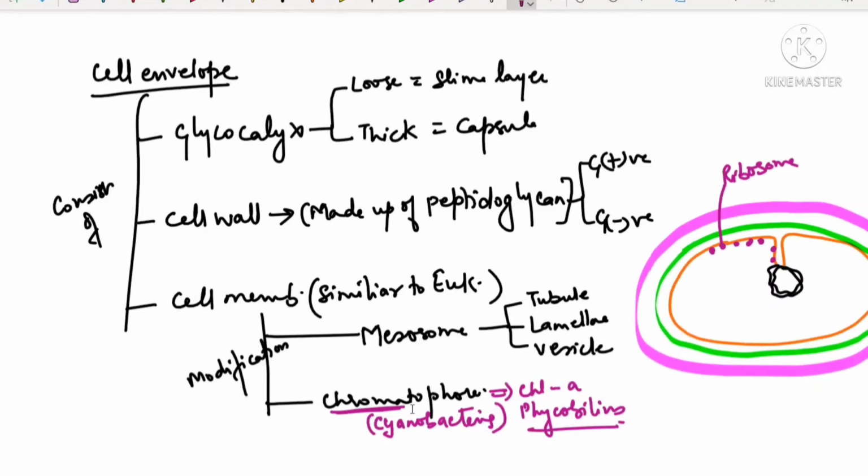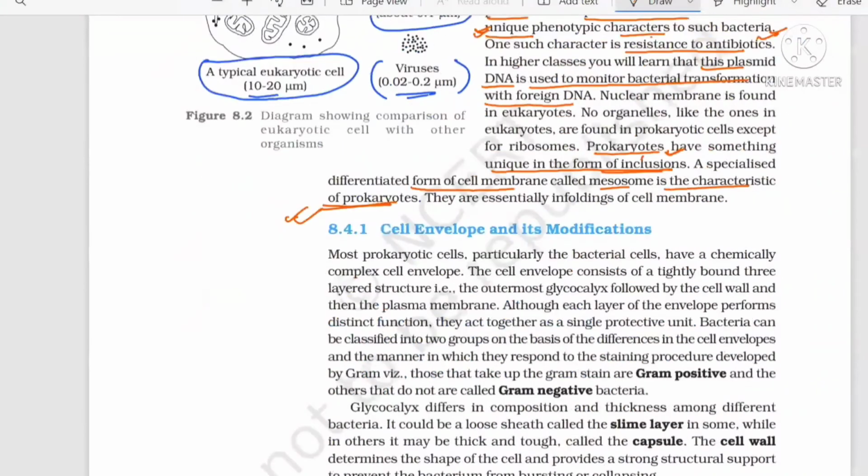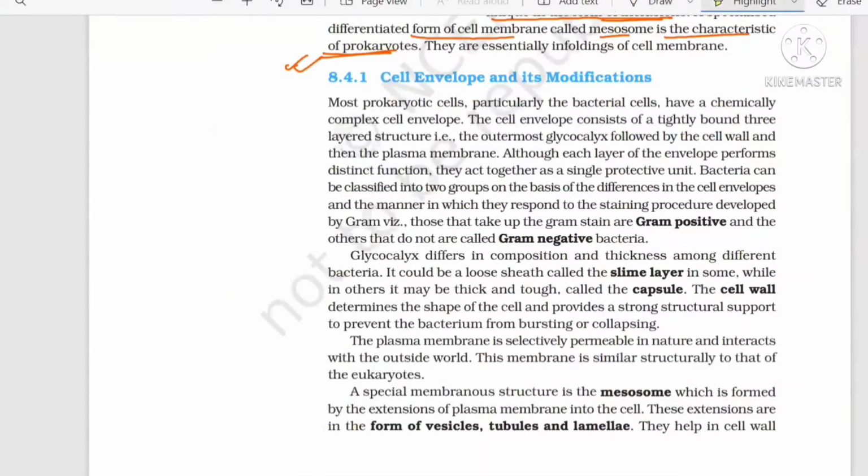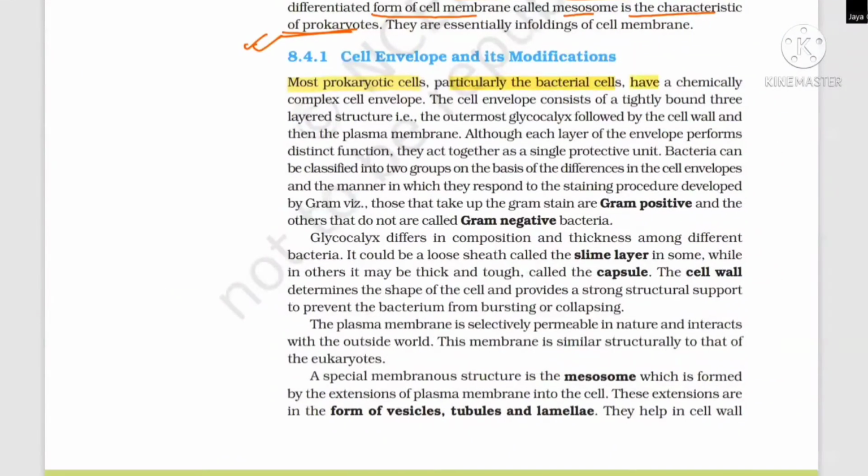Generally, when they come on the surface, they develop more phycocyanin. That is why we say blue-green algae. Clear? Now let us see the NCERT. See carefully, beta. Most prokaryotic cells, especially the bacterial cell, have a chemically complex cell envelope. The cell envelope consists of a tightly bound 3 layered structure. First is the glycocalyx, then the cell wall, and then the cell membrane.